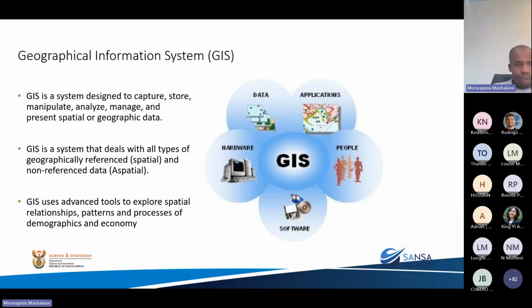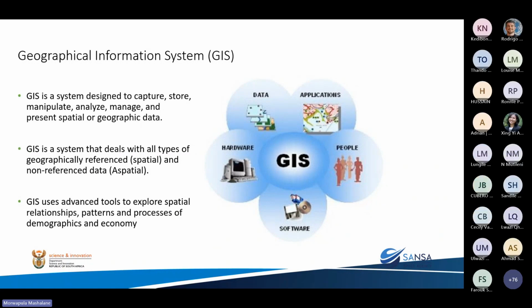Usually with GIS, there are various components. The first is data, which can be spatial, vector or raster. Then hardware, those are the computers that we use. Software, the GIS software that we use to process the data. And then people, who can be end users or experts in the field, those who are used to processing data and assisting in making informed decisions.